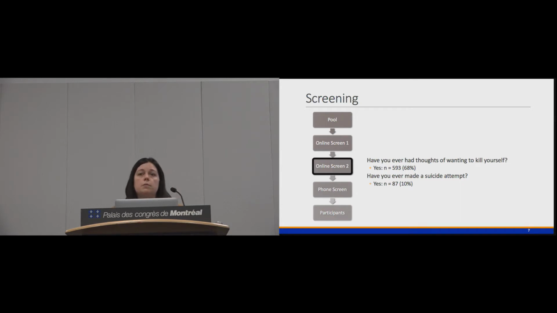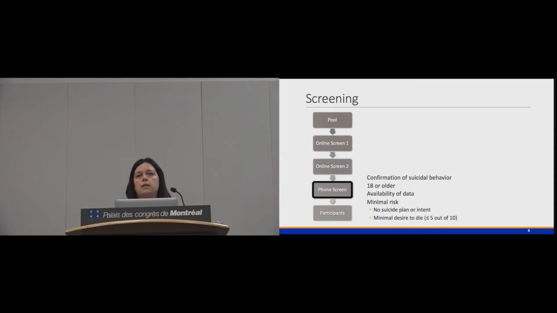So people who said yes to both of these questions and consented for another follow-up, we followed up with a phone screen where a psychologist spoke with the student to ensure their eligibility for our study. We wanted to know if they indeed had a confirmation of suicidal behavior, that they were 18 or older, that they thought they had data available and were comfortable sharing it with us, and they had little current suicide risk. And by this we mean no suicide plan or intent and a minimal desire to die, so that would be less than or equal to 5 out of a scale of 10.